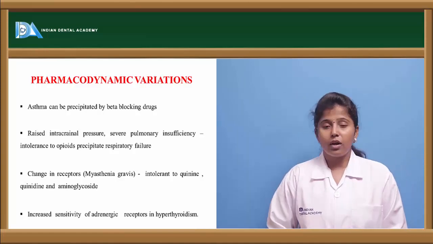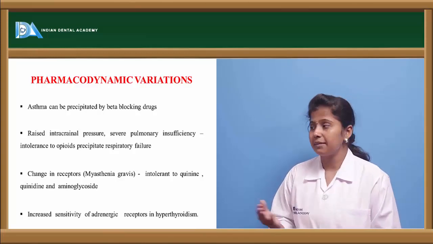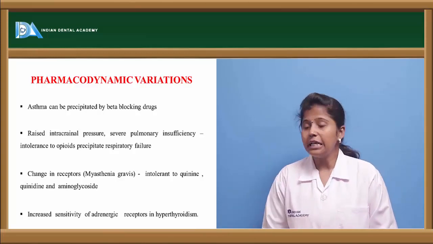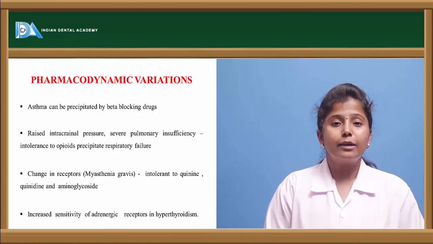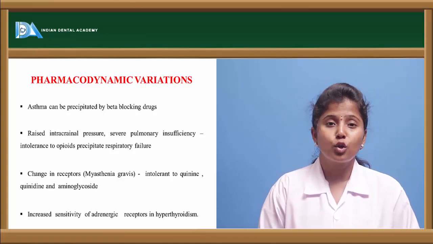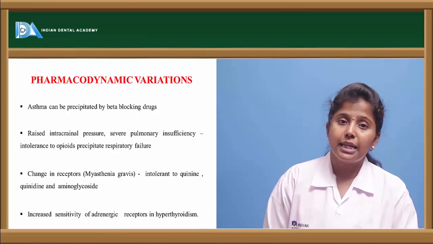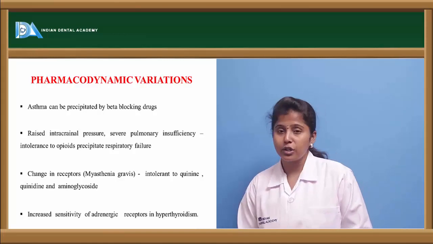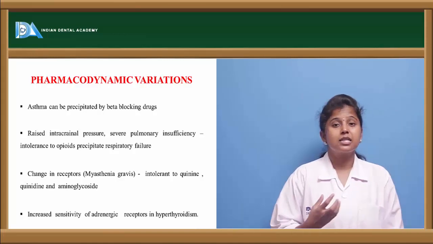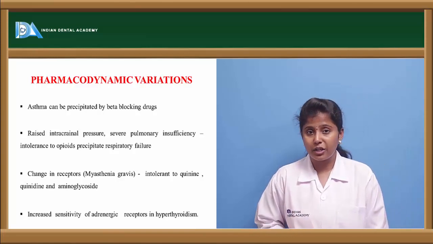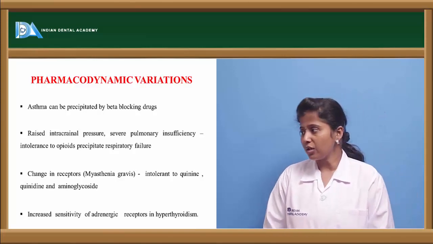And the intraocular pressure and the intracranial pressure, so the pressure inside the cranial region, can be increased because of the intolerance provided by the drugs called opioids. So here we are taking opioids and these drugs show intolerance. Because of this, that may lead to increased intraocular pressure and severe pulmonary insufficiency, because the oxygen supply to the pulmonary region is not proper, or the blood supply in the pulmonary artery or vein is not proper.